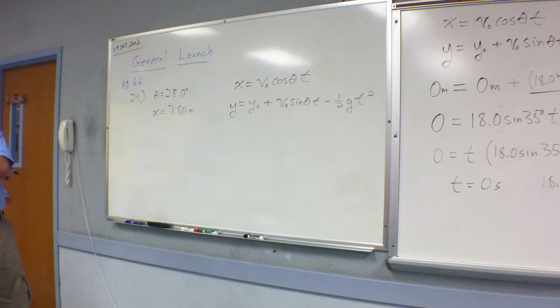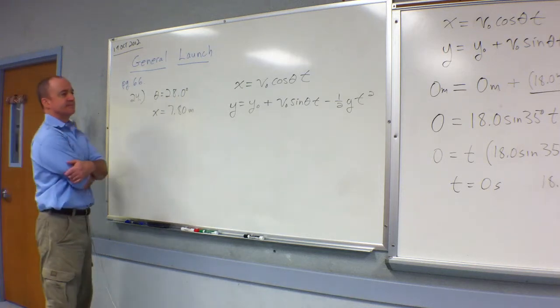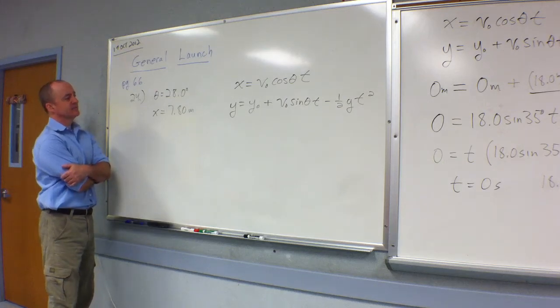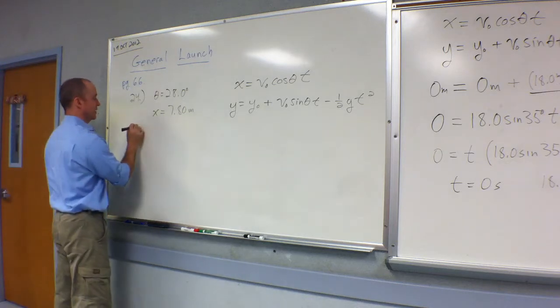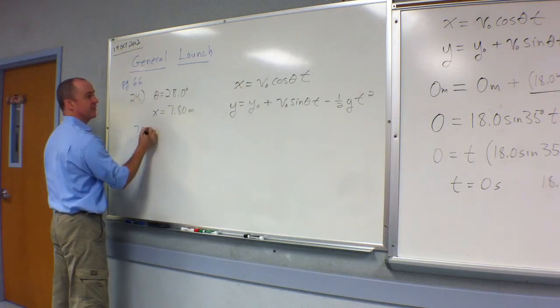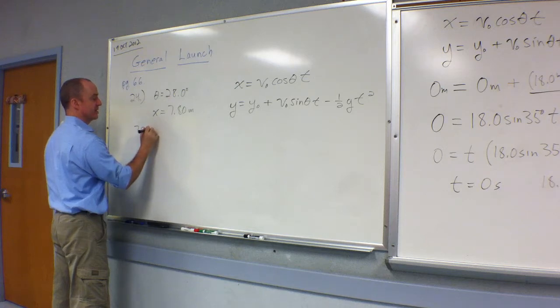Do we have enough information here to find it? Let's see. He leaves the ground at a 28-degree angle and travels 7.80 meters. We want to find out his takeoff speed. Do we have enough information to do that? Does that look obvious? We know 7.80 equals v initial cosine 28 t.